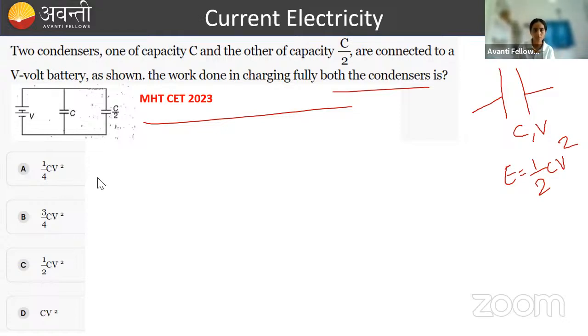JNV Yanam. No, actually, you need to recheck. I will relaunch the poll for you again. Just recheck it because there are two capacitors, not only one. West Godavari. Yes, very good. That is correct. Yanam, again, that is not correct. You need to check.